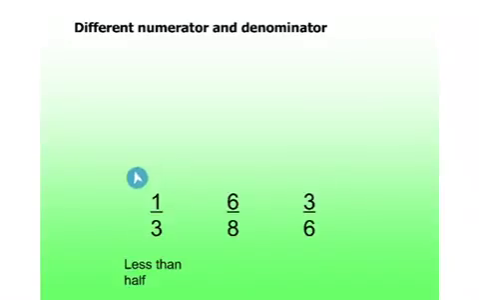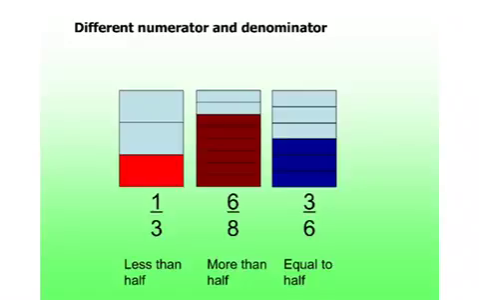Okay, so 1/3, as we talked about, was less than half. 6/8 is more than half, because half would have been 4/8 to equal half of that. And 3/6 is half, right? It's equal to exactly half of it. And here's a picture to show you how that would look.